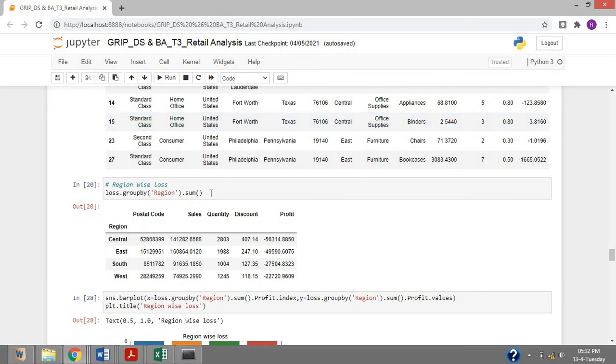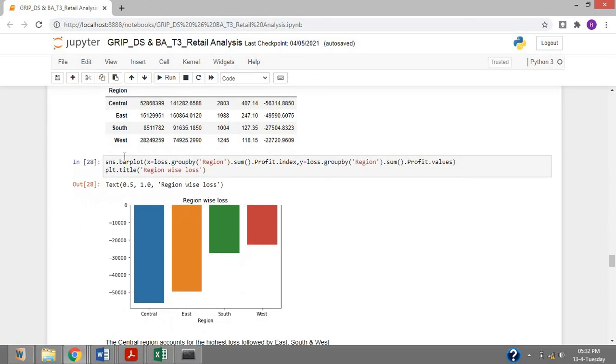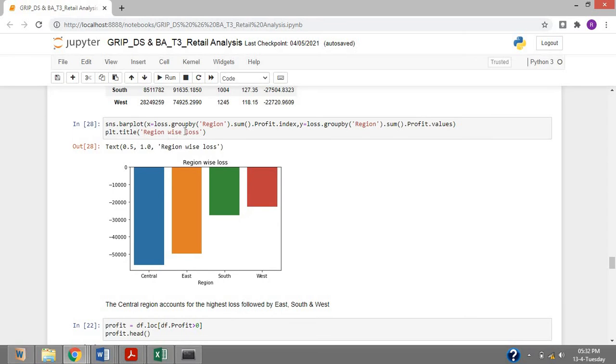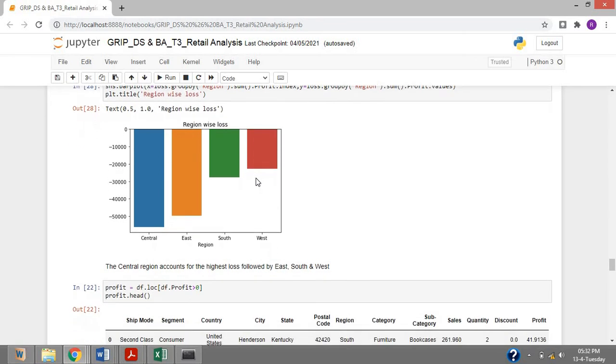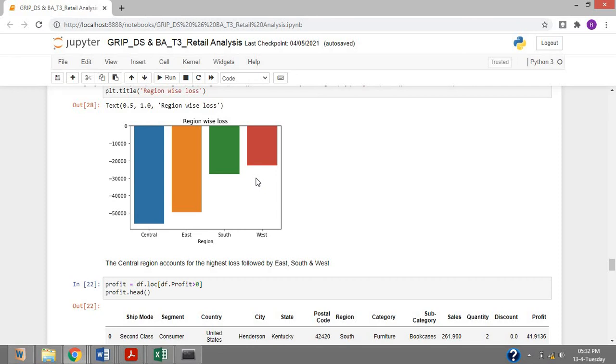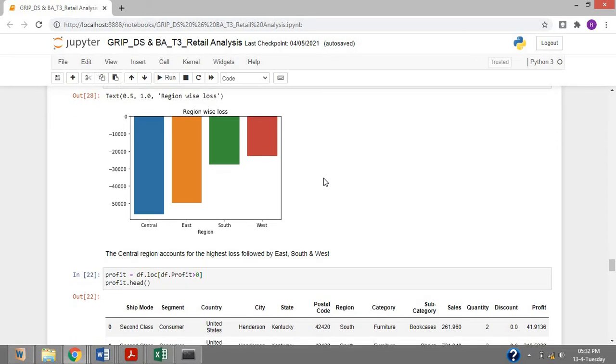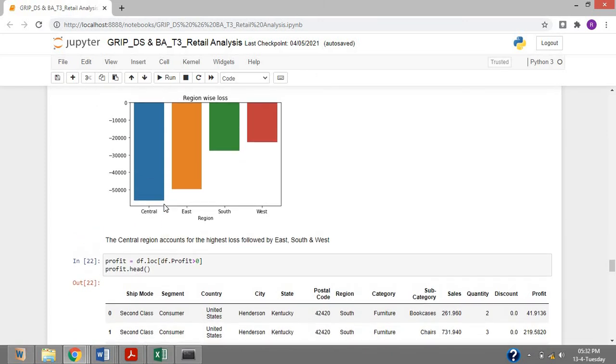Again, we do group by, we apply the sum method, and we plot, this time using a bar plot. So the x-axis is the index, which corresponds to central, east, south and west, and the y-axis is going to be the values. Plotting that, we are specifying the title as well. So if we see, the customers who are based out of the central region have accounted for more loss, followed by east, south and west.